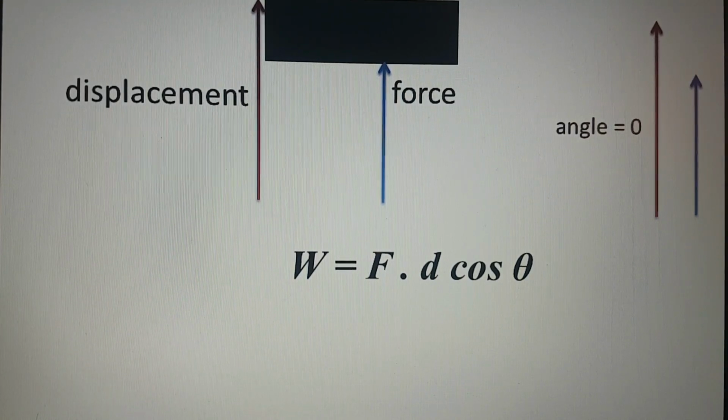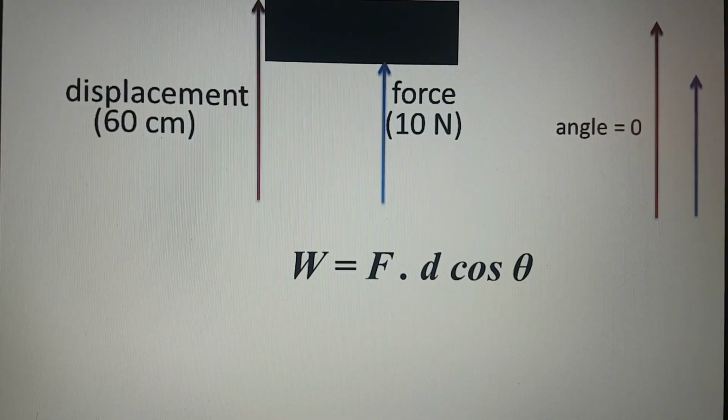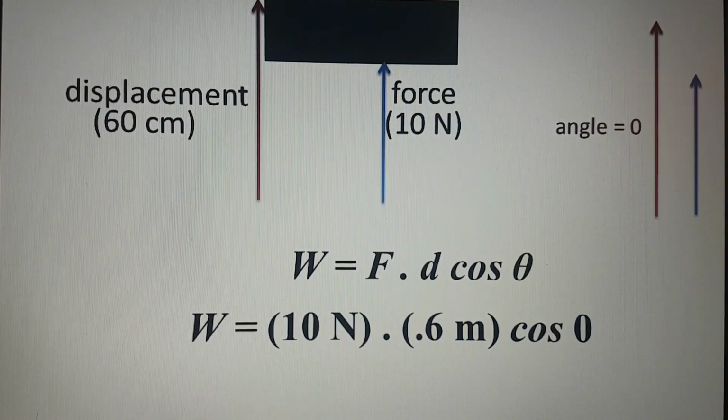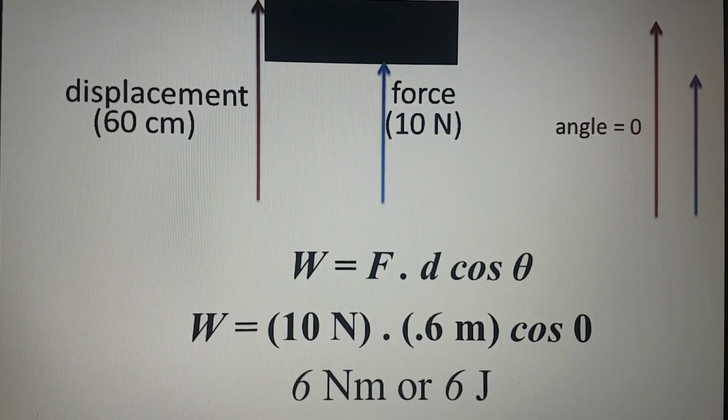With our formula, work is equal to force times displacement cosine theta. Let's say, for example, the value of force here is 10 Newtons and the displacement is 60 centimeters. We have to convert that into meters. So we have work is equal to 10 Newtons multiplied by 0.6 meters cosine 0, since the angle is equal to 0. And cosine 0 is equal to 1, meaning that is 10 Newtons multiplied by 0.6 meters multiplied by 1 is equal to 6 Newton meters or 6 joules.